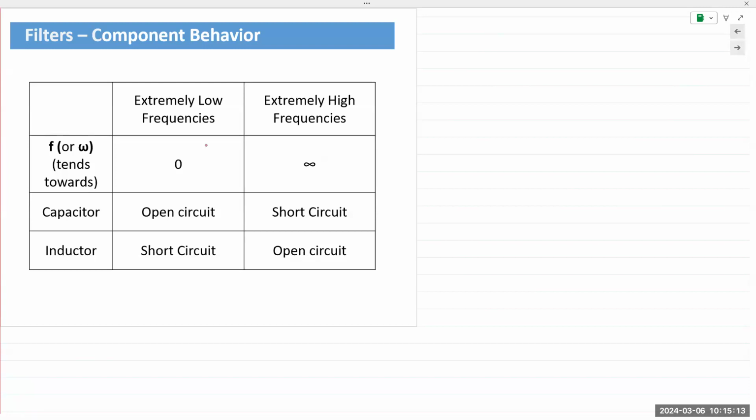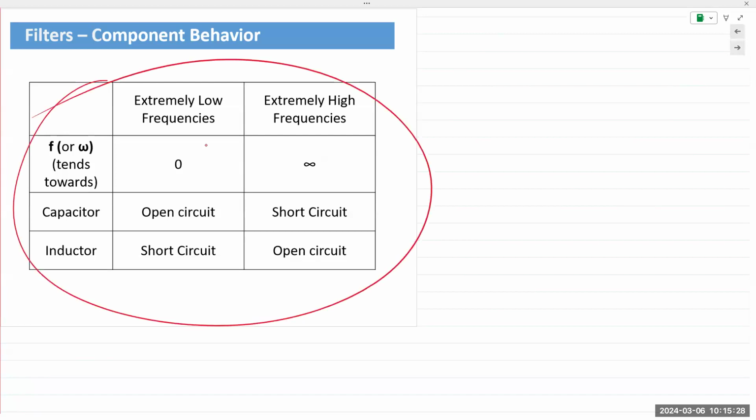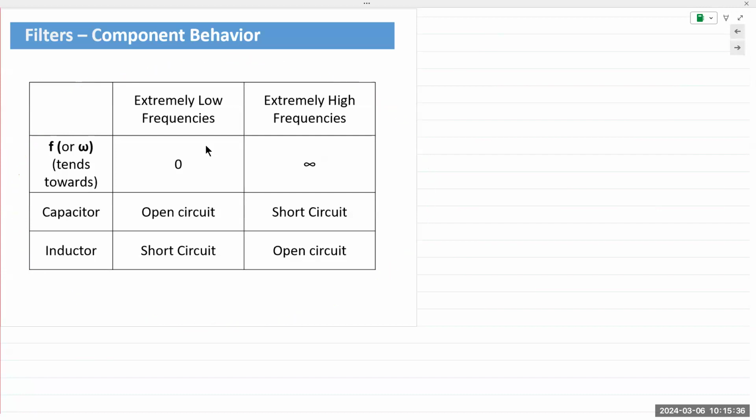We will use the component behavior at either low frequencies or high frequencies to describe each filter circuit. Okay, I call this my handy dandy table, and using this handy dandy table, we can perform a very quick analysis of any circuit that contains an inductor or a capacitor. So we'll model the behavior of an inductor or capacitor at both low frequencies as well as high frequencies.